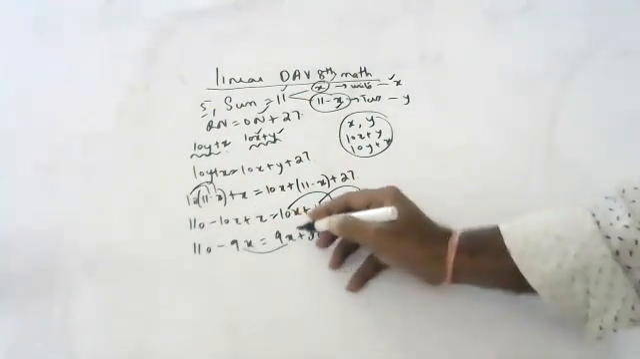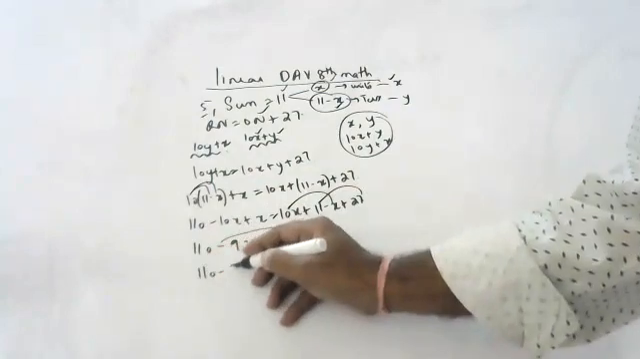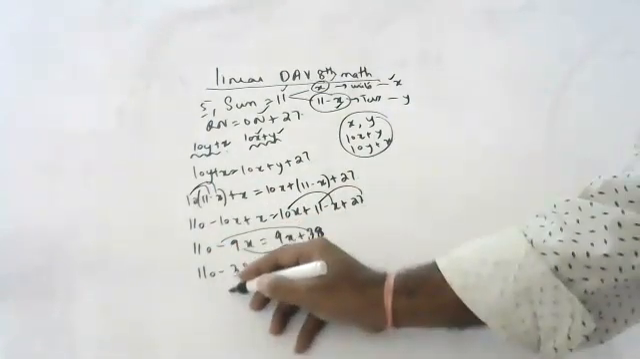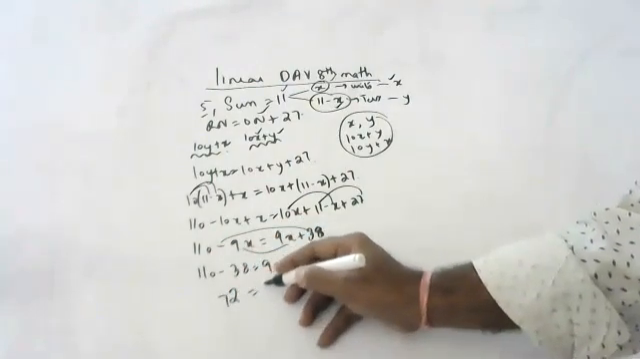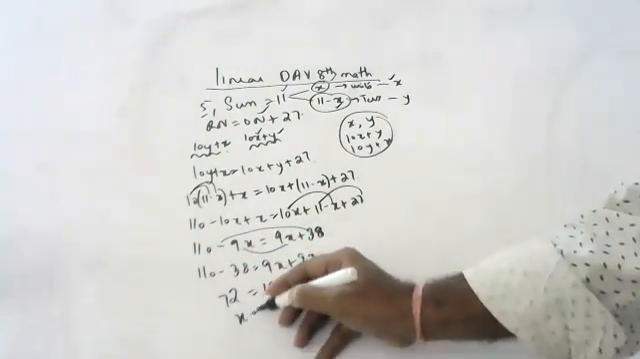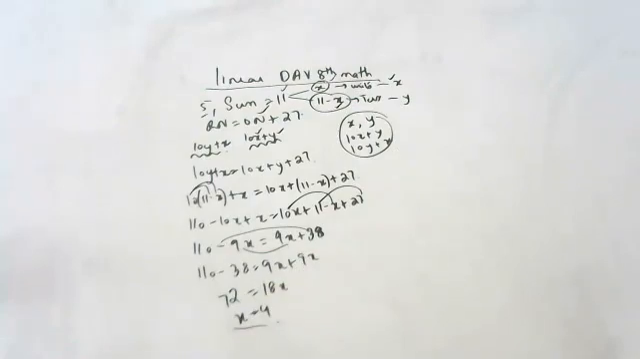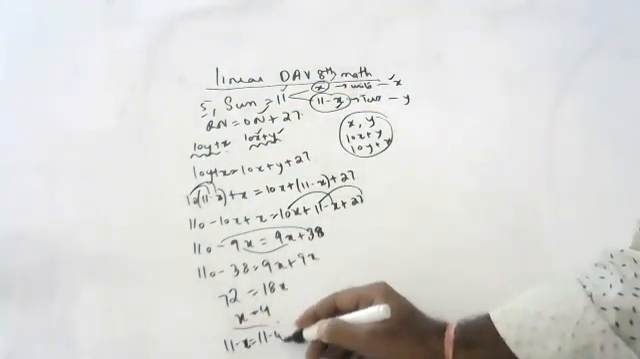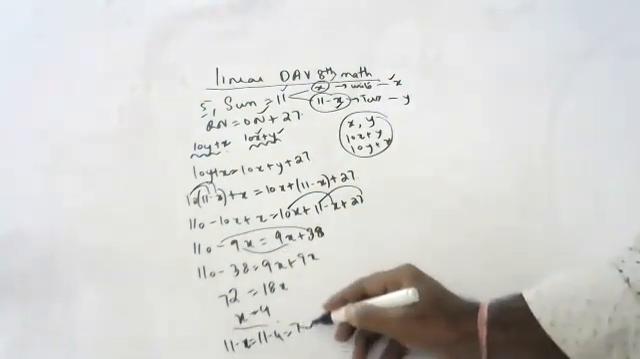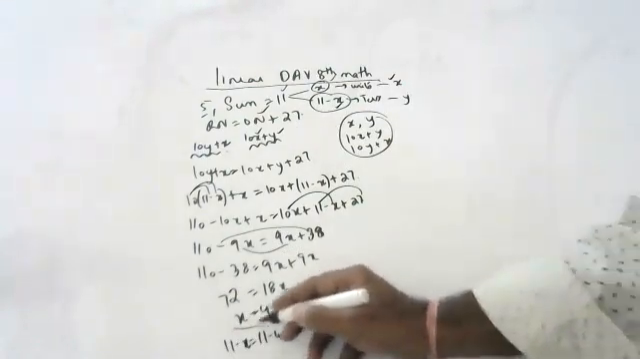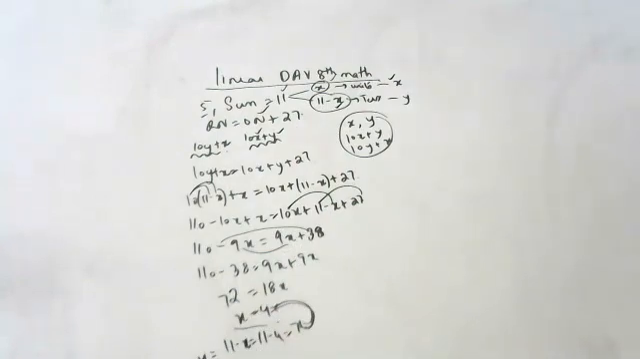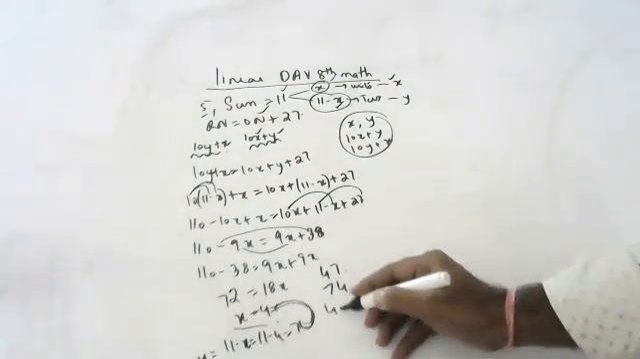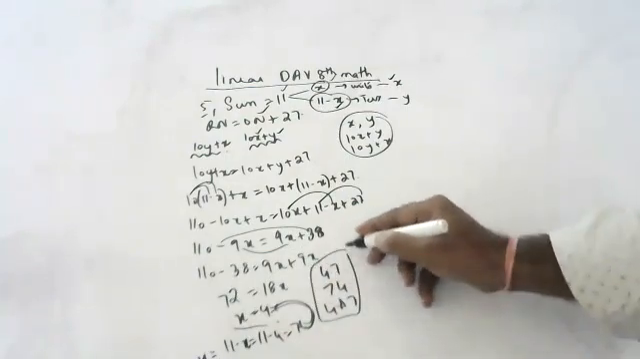Okay. So this you bring here, this you take here. 110 minus 38 is equal to 9x plus 9x. 110 minus 38 is 72, equal to 18x. x is equal to 4. If x is equal to 4, children, the other number is 11 minus x, that is 11 minus 4, that is 7. So what is the original number, children? This is y. Original number is 47. Reverse number is 74. These are 4 and 7. Like that you should do.